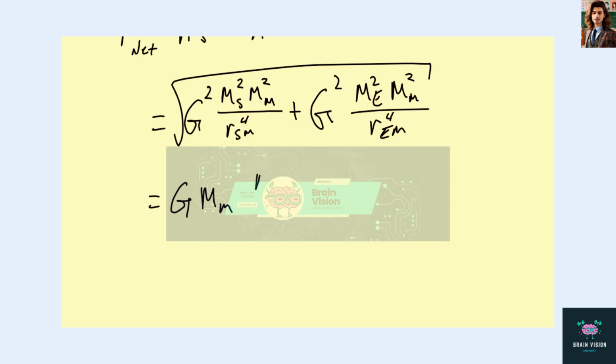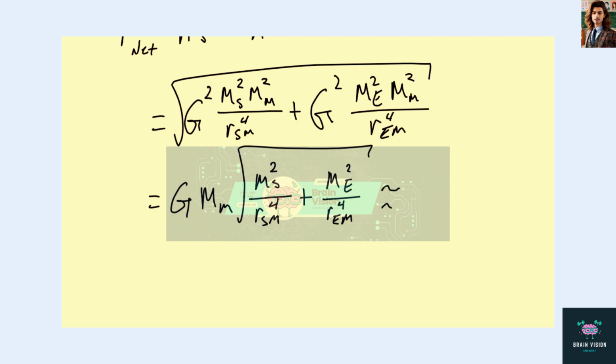And then mass of the sun squared over sun-moon radius to the 4th, plus mass of the Earth squared over Earth-Moon radius to the 4th, square root of that. And when we plug that in, there's a lot of big values, so I'm rounding a little bit, but it'll be about 4.75 times 10 to the 22nd newtons.